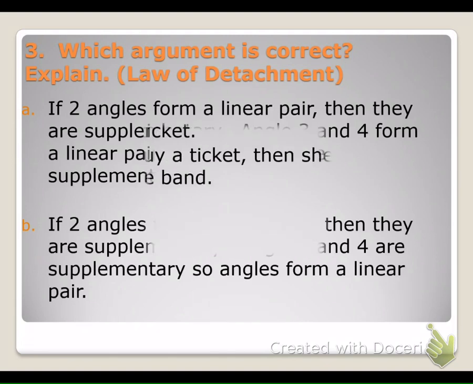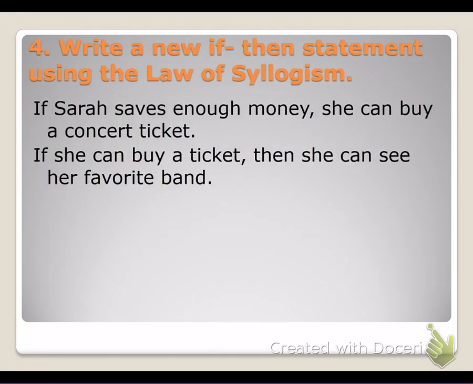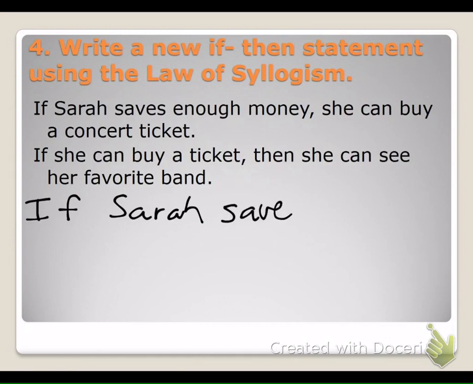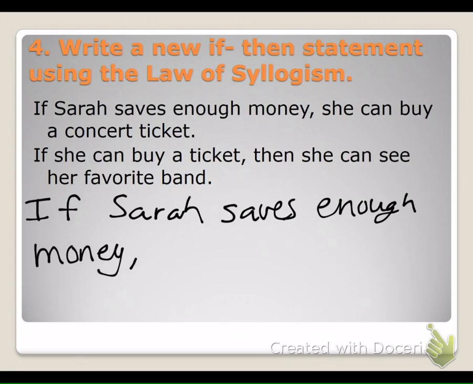All right. Now, this is the one that follows the law of syllogism. So this is where you can just cut out the repeating part in the middle. So this says, if Sarah saves enough money, she can buy a concert ticket. If she buys a concert ticket, then she will see her favorite band. So we want to go straight from the beginning. So if Sarah, and you don't need to write this, just sort of listen. So if Sarah saves enough money, what's the ending of the story? If she saves enough money, then what?